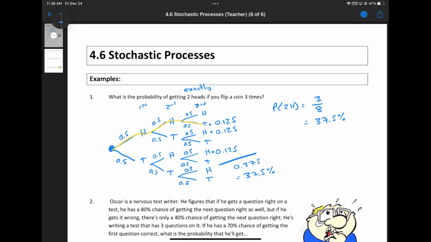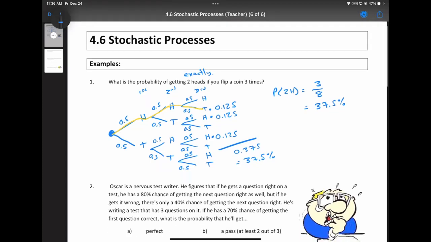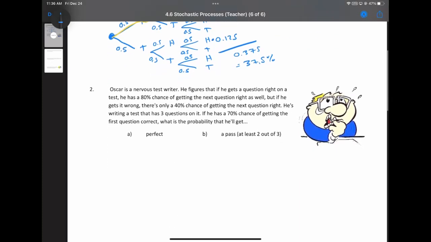The reason that this one is so boring and not needed is because every outcome is 50-50, which is exactly the assumption we made back at the beginning, where all outcomes were equally likely. Now, where this comes in handy is when the outcomes are not equally likely or the outcomes change based on what's happening within the problem. So let's go to question 2 and talk about Oscar the nervous test writer.